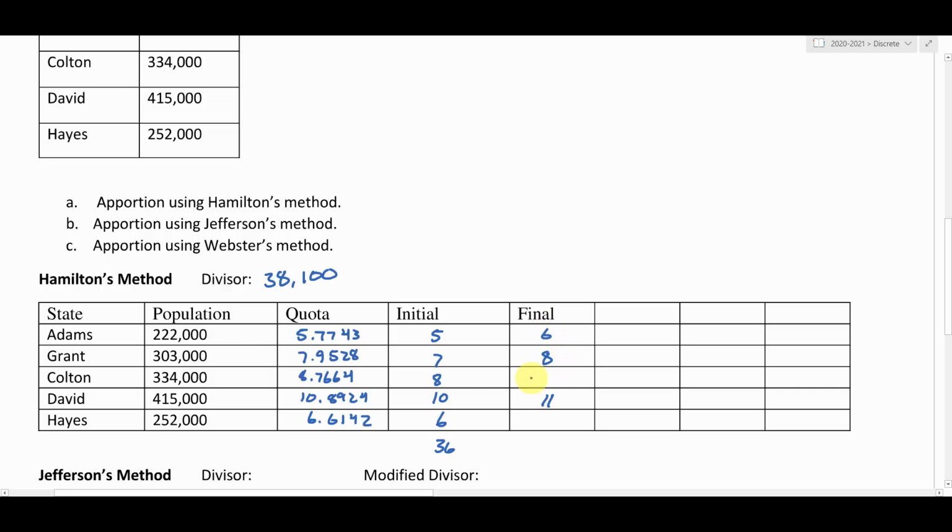And then we'll go back to Colton County because they had the next highest at 0.7664. So they will bump up to 9. And then that's all of the bonus representatives. So Hayes County will not get a bonus, so they will just stay at 6. Now when I add those up, I have 40 representatives. All right, that is Hamilton's method. You might want to remember that one. They have the bonus representatives, so there's no modifying of the divisor. Whatever keywords you need to throw in your head to remember which one is Hamilton's, I would do that.